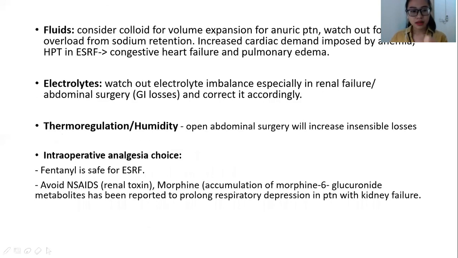Further on, let's say if the patient is anuric, we might need to consider colloid for volume expansion and watch out for fluid overload and any electrolyte imbalance, especially in this patient who has renal failure and also abdominal GI loss. We also need to maintain the humidity in the OT because abdominal surgery can increase the insensible loss in this patient. Well, for intraoperative analgesia, we would like to give fentanyl, which is safer for this patient who has renal failure. And we might need to avoid NSAIDs and also morphine, which can worsen the kidney failure. Okay, that's all for my part.